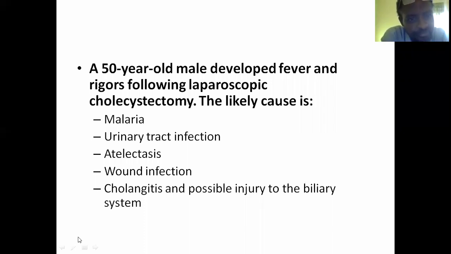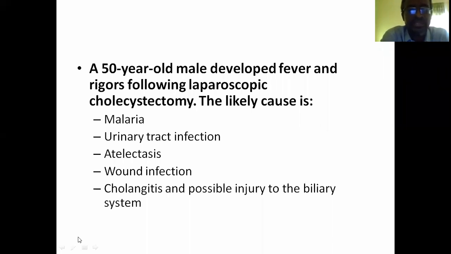Ahmed? Yes, the age, gender: 50-year-old male. Yes. And presenting complaint: fever and rigors. History of laparoscopic cholecystectomy. All of these. Yes. So the likely cause: we did laparoscopic cholecystectomy for the 50-year-old male and after 24 hours he has fever and rigors. It should say developed fever and rigors 24 hours following laparoscopic cholecystectomy.